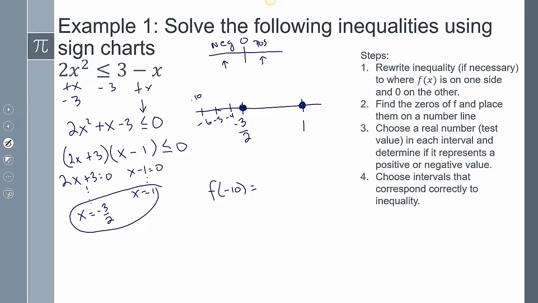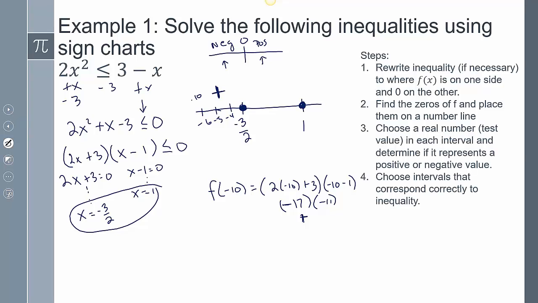So let's plug it in, and I'll plug it into my factored form. And so plugging this in, I'm going to get a negative, because that's going to be negative 20 plus 3, so that's negative 17, and then this is going to be negative 11, which is going to be a positive number. So that means I'm going to write here that this is positive.